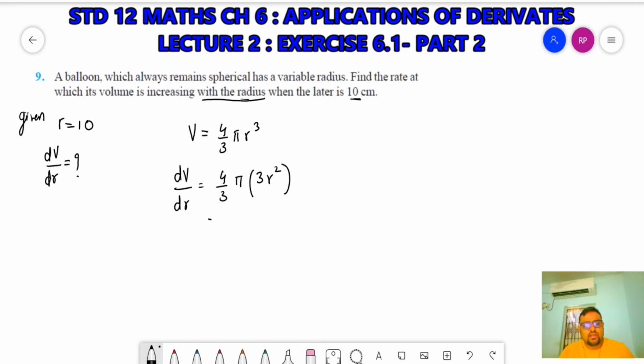Now just put in the value: 4 by 3 pi into 3 and r square, that is 100. This will be equal to 400 pi. As it is volume, centimeter cube per centimeter, so it will be 400 pi centimeter square, the unit will be, because per radius. So note down question number 9.